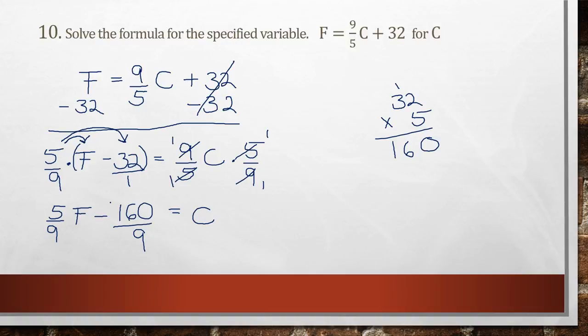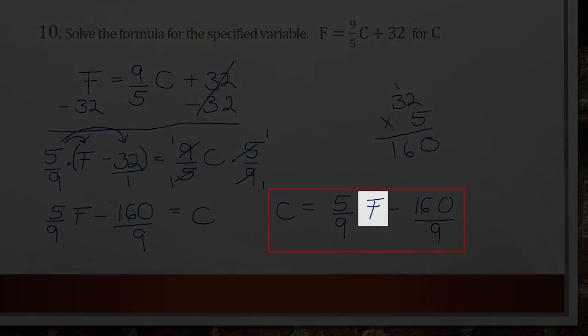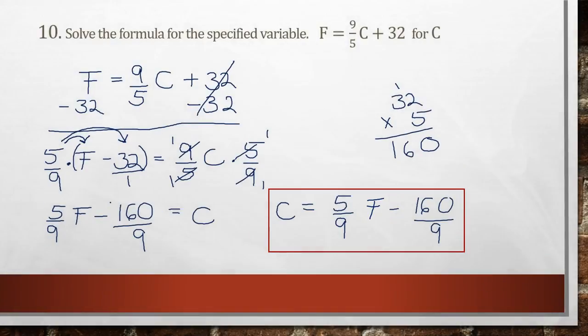So if I wanted to, I can rewrite my equation by starting off with c on the left, and then I have 5 over 9 f minus 160 over 9. And now if I was given any value for f, I would plug it in here, and then I could solve to find the corresponding value of Fahrenheit in Celsius.